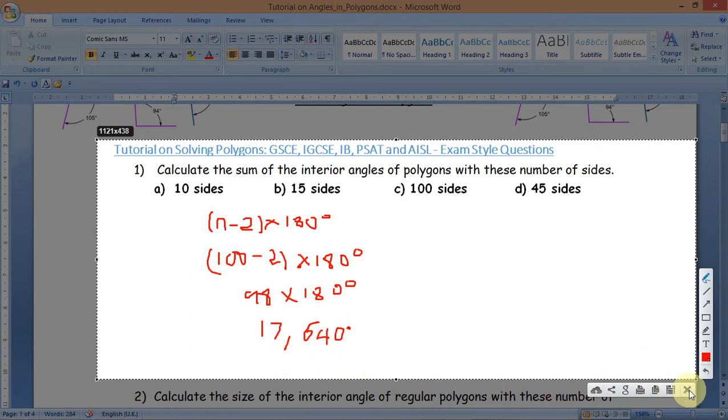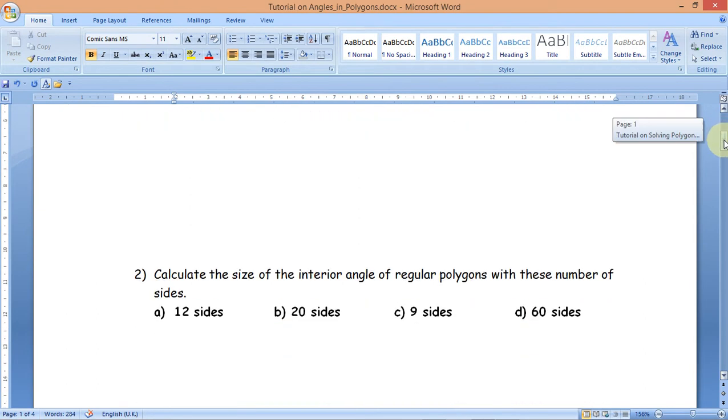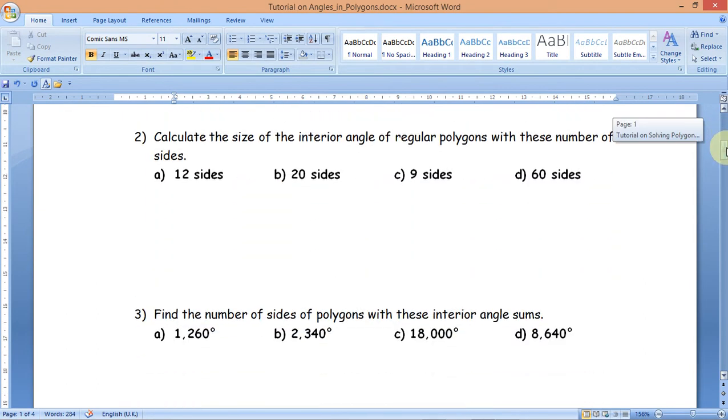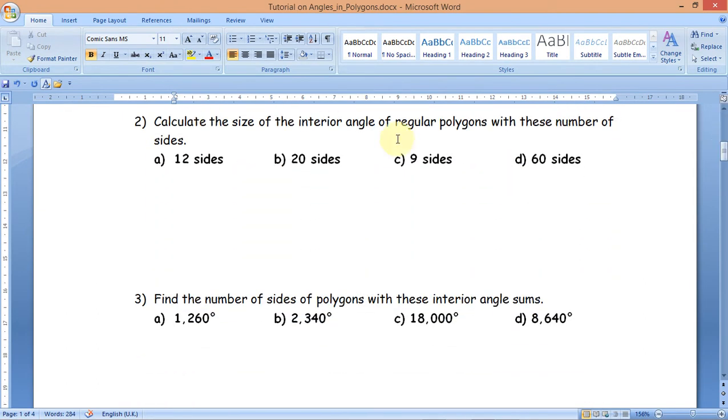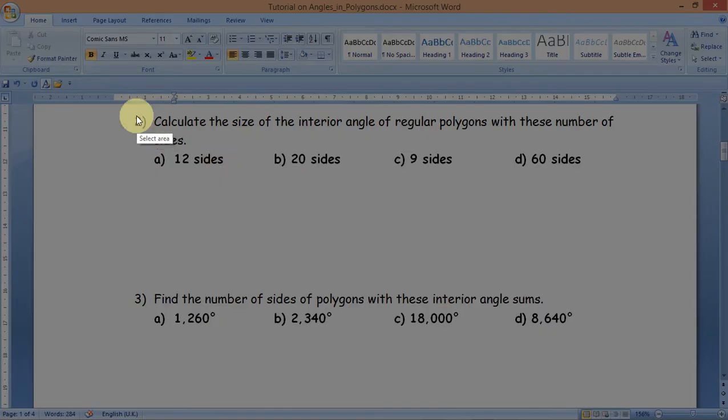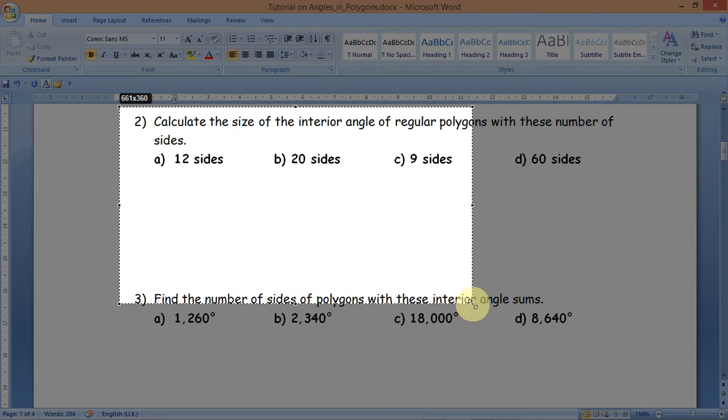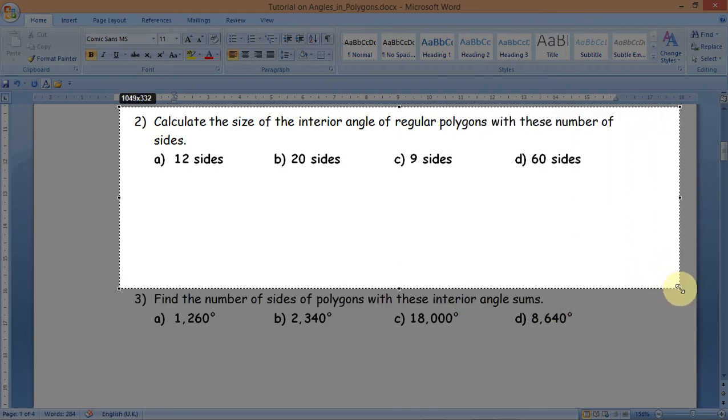Let's take a look at the second question. It says calculate the size of the interior angle of a regular polygon with this number of sides. This time around we want to calculate the size of each interior angle. The first question was the sum of the interior angles, but this one we just need one of the interior angles, or better still, each of the interior angles. So the size of the interior angle, not the sum this time around.